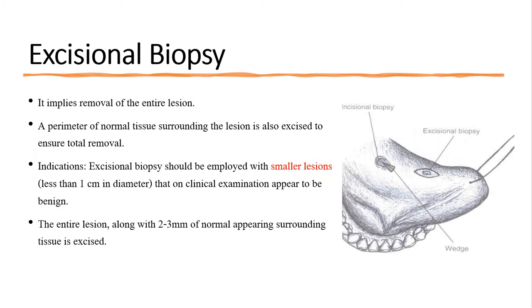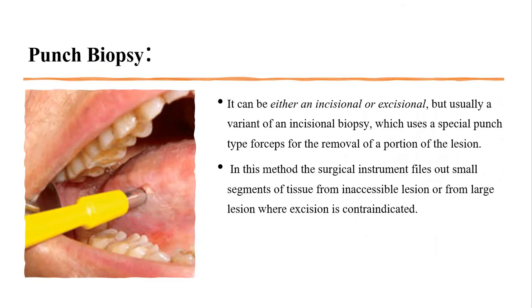Excisional biopsy implies removal of the entire lesion. A perimeter of normal tissue surrounding the lesion is also excised to ensure total removal of the lesion. Indications of excisional biopsy: it should be employed with smaller lesions, that is, lesions that are less than 1 centimeter in diameter, that on clinical examination appear to be benign. The entire lesion, along with 2 to 3 millimeters of normal appearing surrounding tissue, is excised.